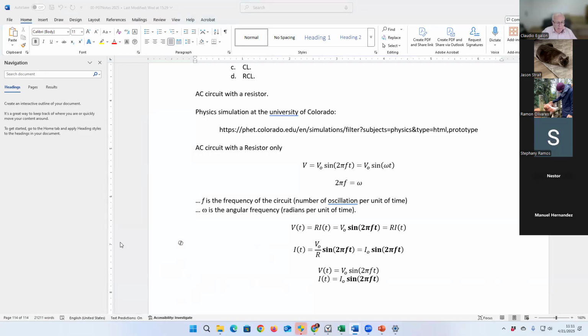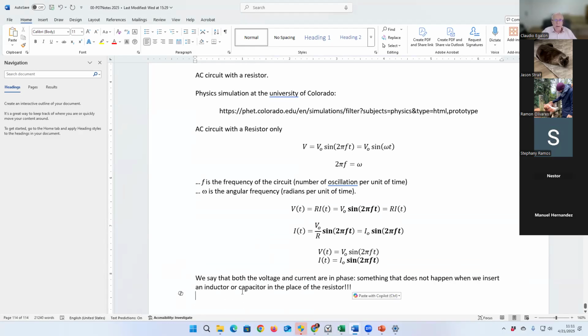Okay? That's why I say that the AC circuit with a resistor is the simplest one that you're going to see out there. We say that both the voltage and current are in phase when we have this type of relationship. The same argument. They both have the same argument in the sine function. They are in phase.